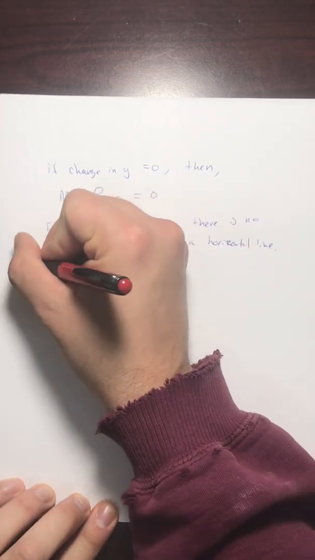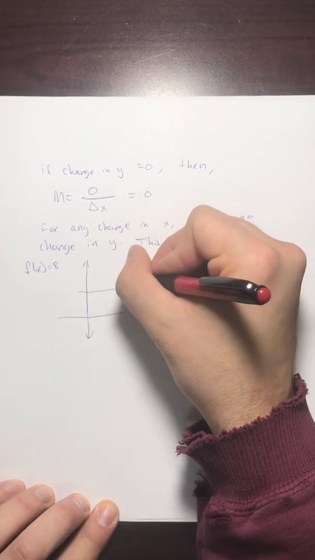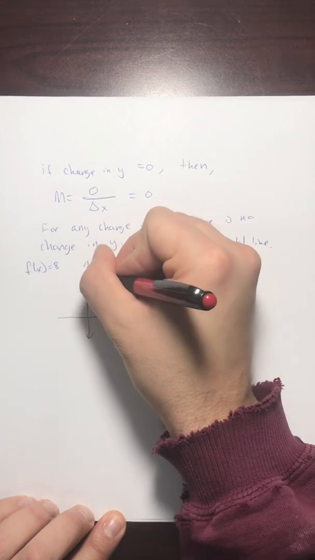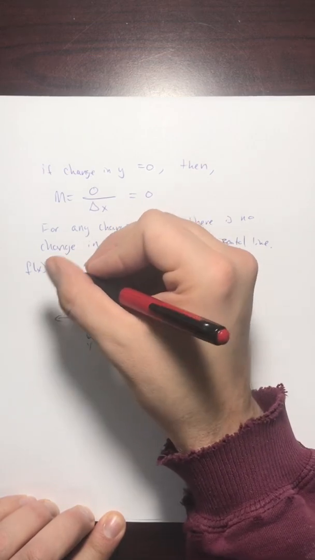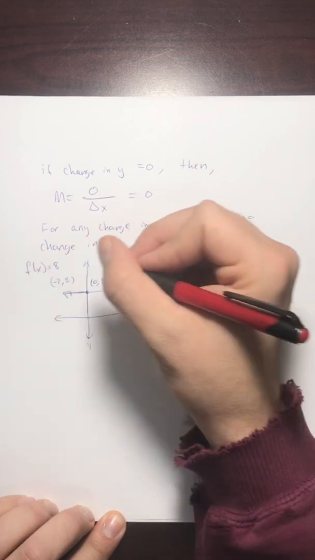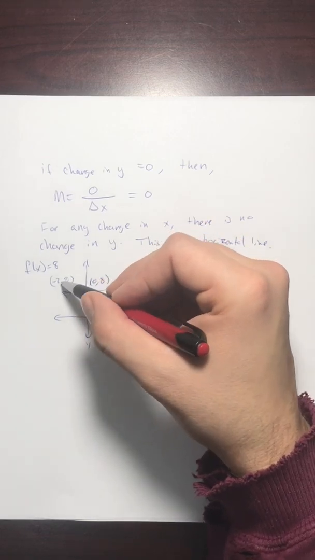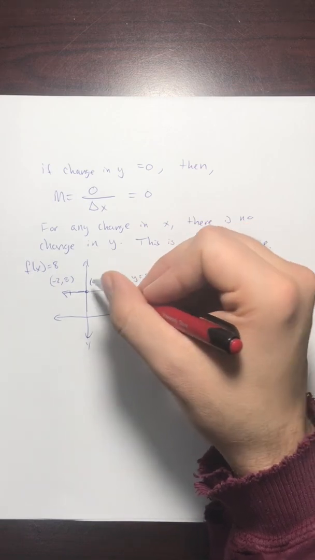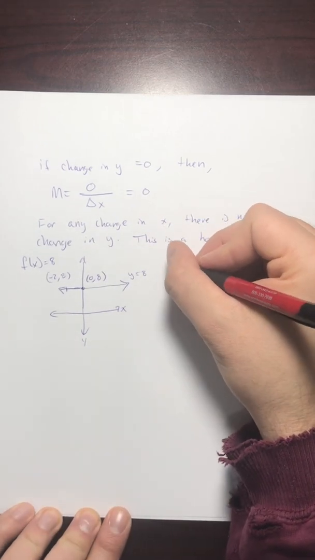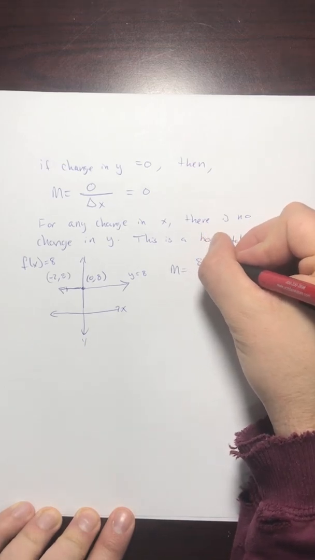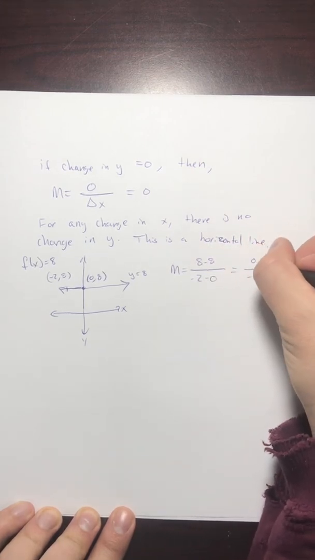So if we take a look at f of x equals 8, and you graph that, now graphing a horizontal line, since you know the slope is 0, any 2 points will do. We know that the y value is always going to be 8 for f of x equals 8. There is no change in the y value, so if we go from -2 to 0 and our delta x is 2, our delta y is still 8. So m would equal 8 minus 8 over -2 minus 0, which is 0 over -2, which is 0.